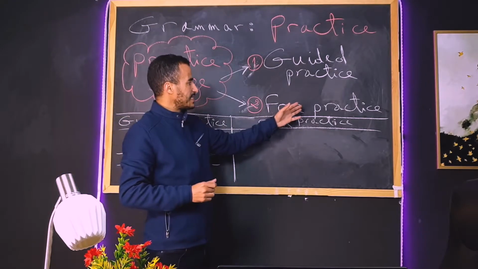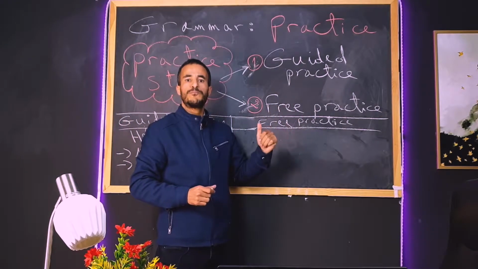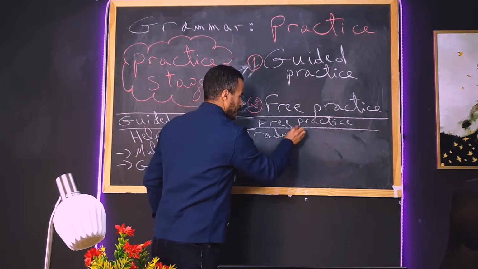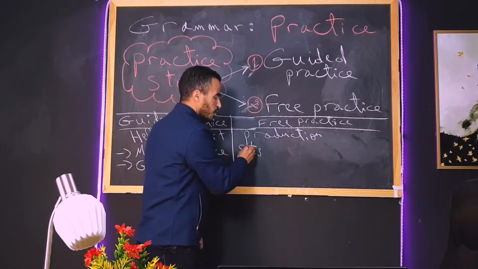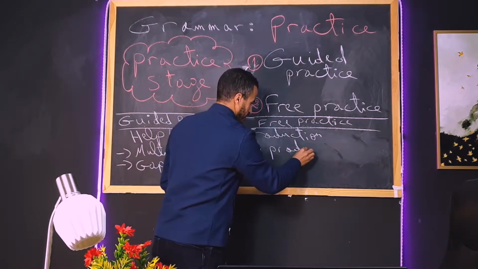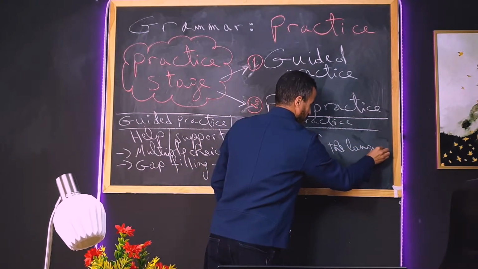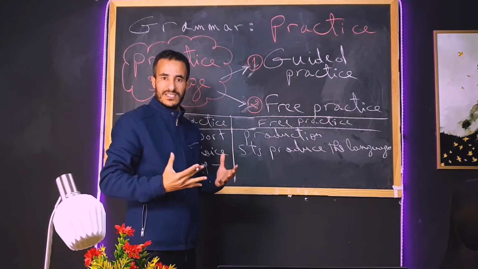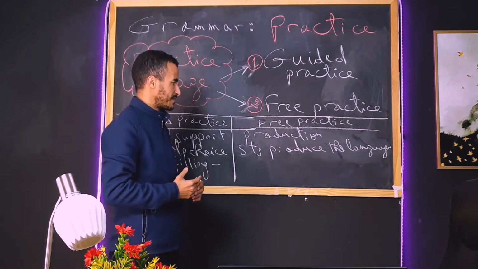Now, the second step of the practice is the free practice or the production. I'm going to write here production. Why production? Because students are going to produce the language. I mean, here they are going to use their own sentences because they are free. They have got freedom to use this language.